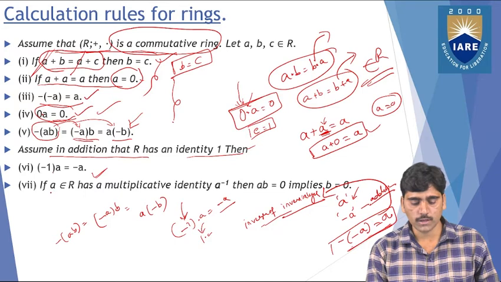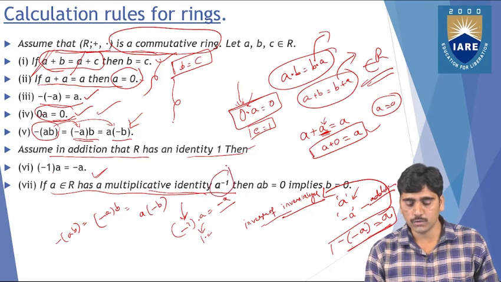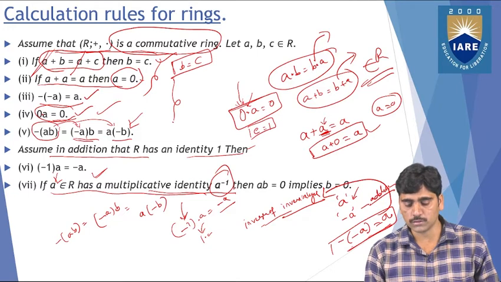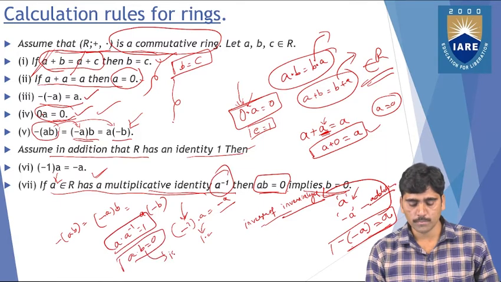And next, if a has a multiplicative identity, then a inverse exists. If ab equals 0, that implies b equals 0. That is nothing but simply a dot a inverse equals 1, but a dot b equals obviously 0, because b is not an inverse.